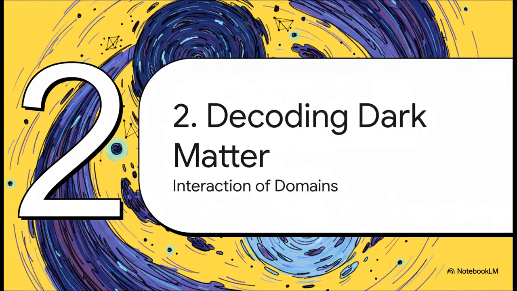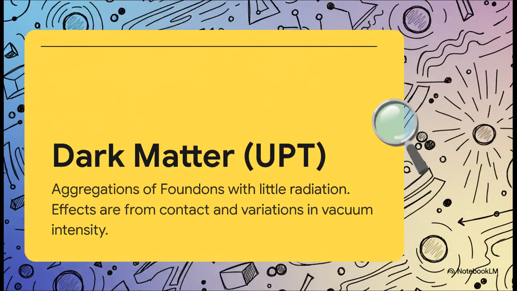Okay, so let's get this straight. We have our new rules. Space is a continuous medium, and it's made of these things called foundon domains. So with that foundation, how does UPT actually solve the mystery of dark matter? Well, the explanation according to UPT is almost shockingly simple. Dark matter isn't some new exotic particle from another dimension. It's just normal matter, clusters of these foundons that happen to not give off any light or radiation. They're dark for the most literal reason. We just can't see them.